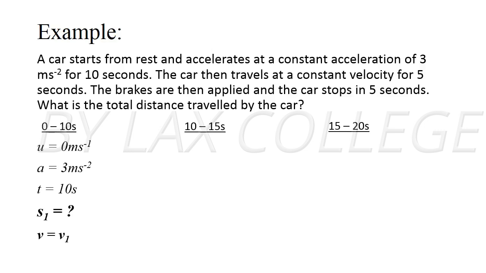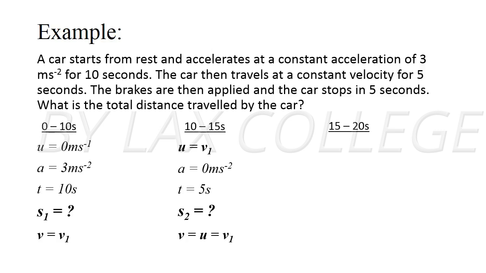And then for the second stage, the initial velocity equals the final velocity of the first stage, which is V1. And then constant velocity means the car is not accelerating, so the acceleration is 0 meters per second squared. And the time period is 5 seconds. Again, we need to find the displacement traveled in this period of time. And also, we need to find the final velocity of this period, which also equals the initial velocity, since there is no acceleration.